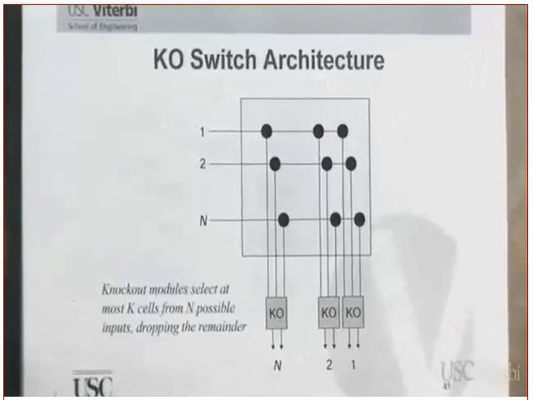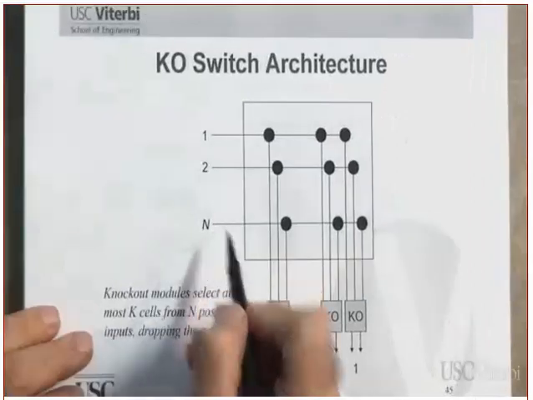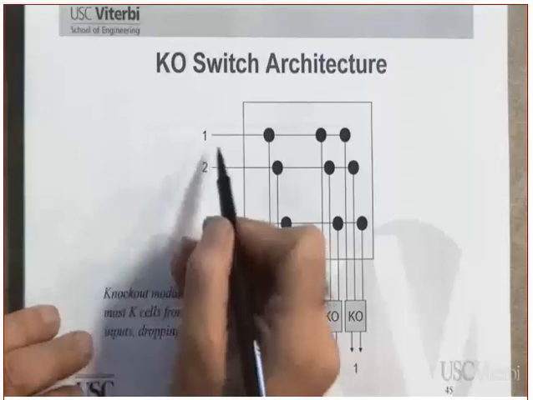This is how it is again. N by K knockout switch. N inputs, and N minus 1 lines come in here. Then one output and N minus 2 lines, and so on, up to N minus K. The N minus K lines are the ones that get rejected. So we have K outputs emerging simultaneously, and N minus K lines are rejected.